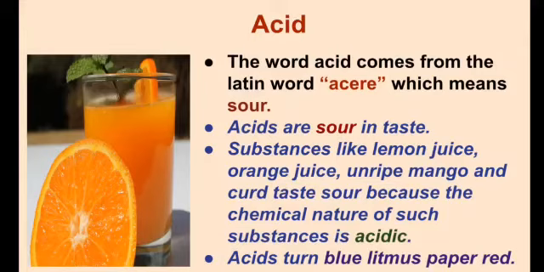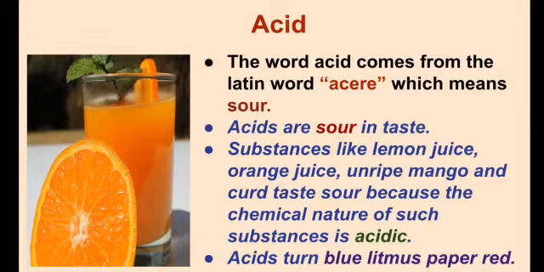Correct? Now let us talk about acids, right? So what is acid? Acids are generally sour in taste, as I told you, because acid is present in them. So you all might have had lemon, right? It is sour in taste. Amla is also sour. So they are all examples of acids, correct? The word acid comes from the Latin word acere, which means sour. Acids are sour in taste.